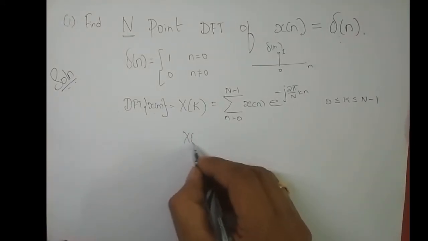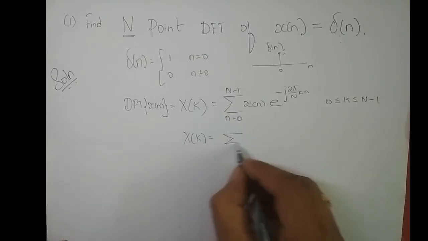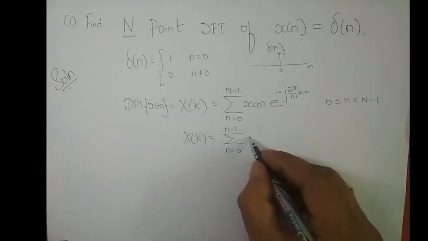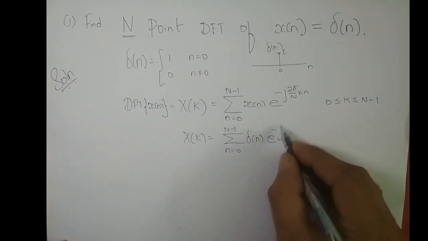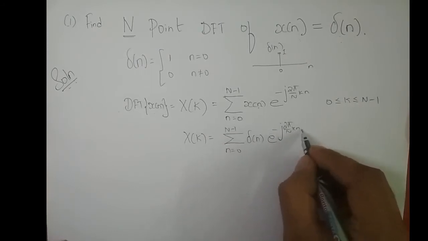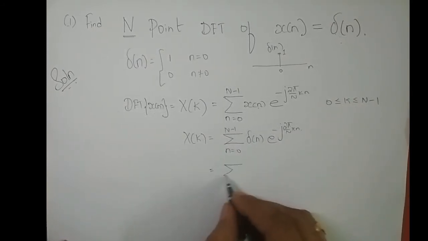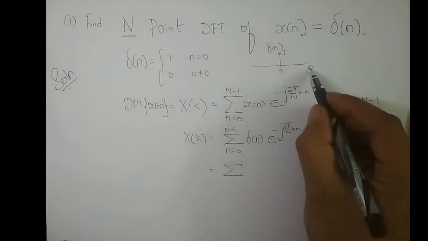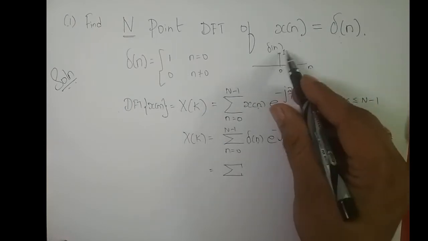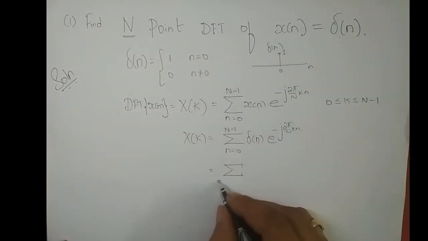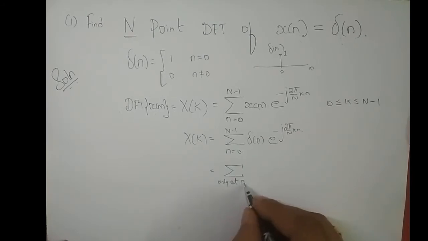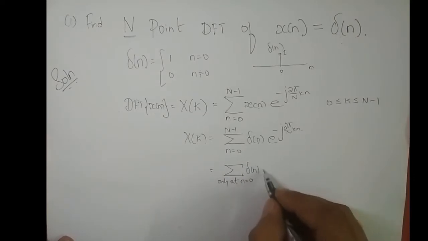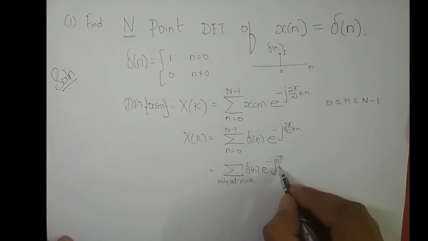So X of k is equal to the summation for n varying from 0 to N minus 1. What is x of n? x of n is delta of n, into e power minus j 2 pi by N into kn. Delta of n is defined only for one value, which is n equal to 0, and its value is 1. So this summation holds good only at n equal to 0.